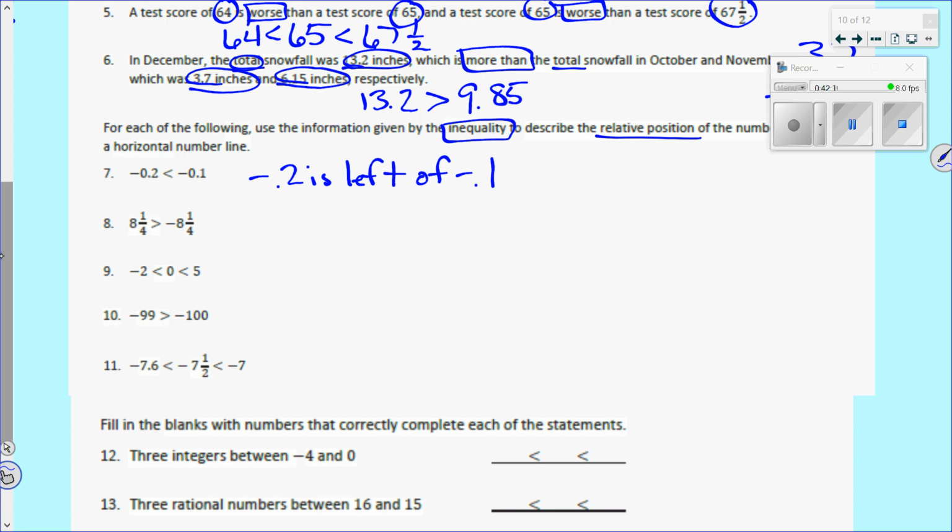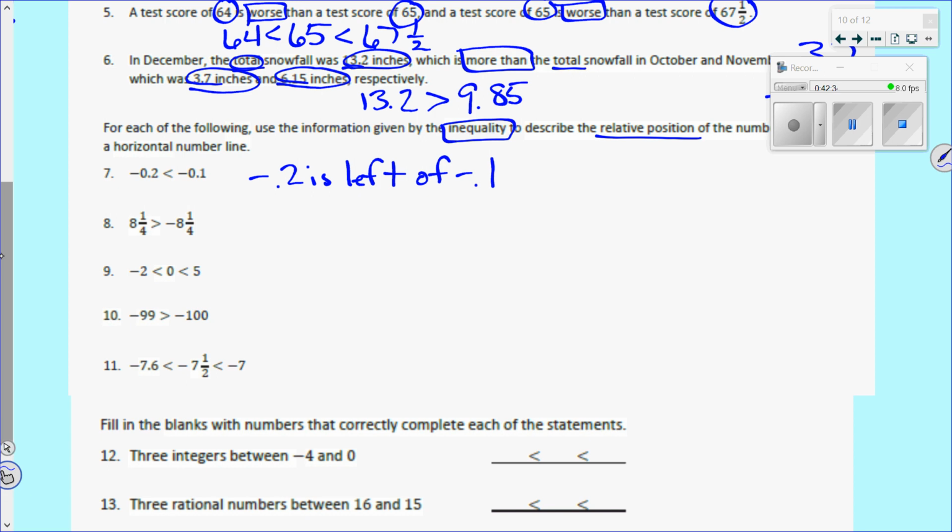Okay, what about our next one? Oh, wait. Never mind, I'm confused. No, it's left. -2 is left of -1. -1 is right of -2. -2/10 and -1/10, not 2 and 1. I'm still confused. Sorry, I'm tired.